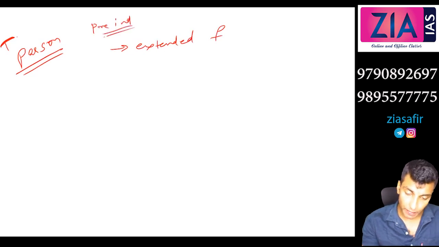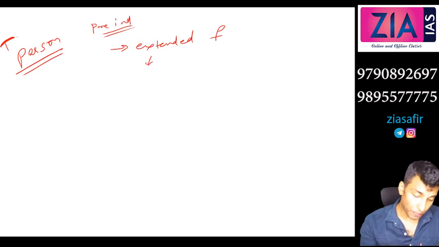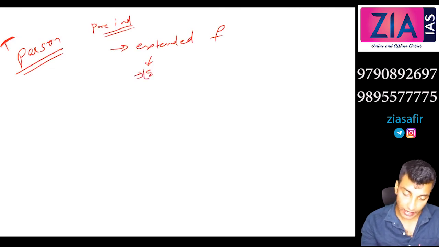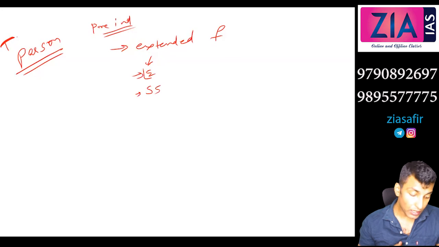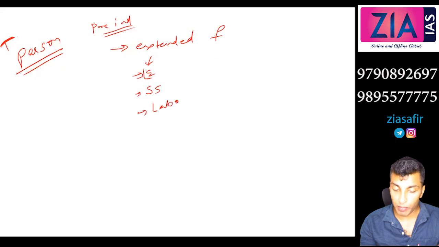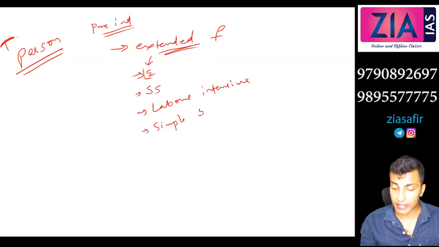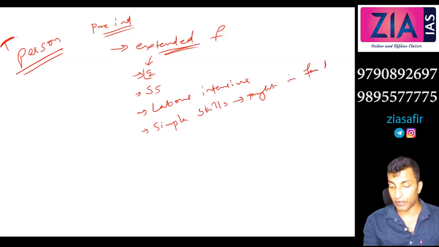Pre-industrial society had extended family. There are multiple reasons he is giving. Life expectancy was short. Secondly, there is a need for social support. With more members, there will be better social support. It is social capital. It was also a labor intensive economy, so you need more members in the family. That is why extended family was preferred, and only simple skills were required at that time in pre-industrial society. These skills were mostly taught in the family itself. So this is the idea given by Parsons.